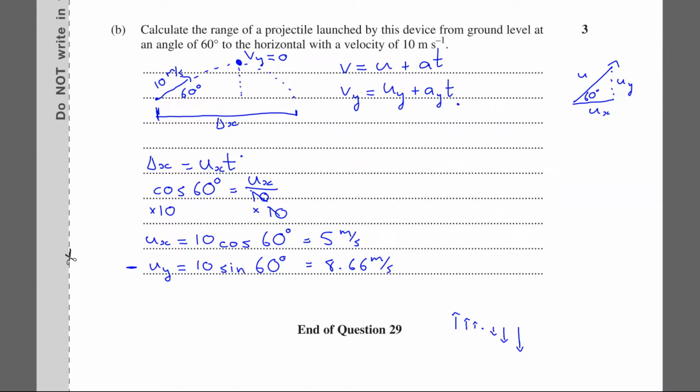So if I sub that into my equation, I get 0 equals 8.66 plus negative 9.8 t. Now if I put that on the other side of the equation, I get 9.8 t equals 8.66. And if I plug that in my calculator, what do I get? I get t equals 0.88.